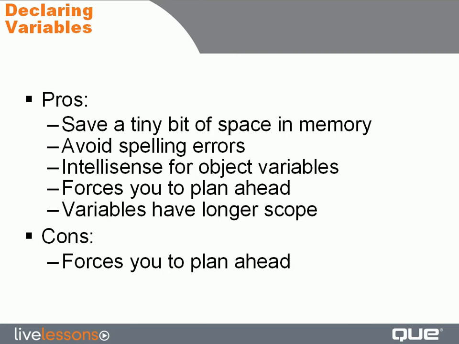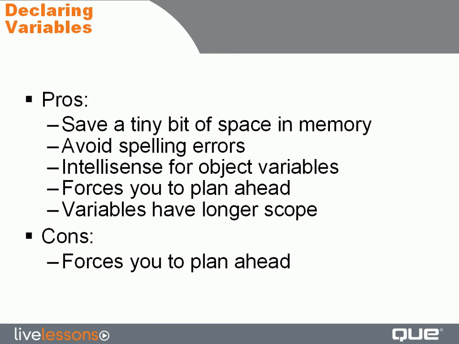Well, there's a big argument among VBA programmers about whether or not we should declare our variables. The people who are in favor of declaring variables say it takes up less space in memory, helps you avoid spelling errors, allows the IntelliSense to work, forces you to plan ahead, and your variables will have a longer scope. The problem is one of the pros: it forces you to plan ahead.